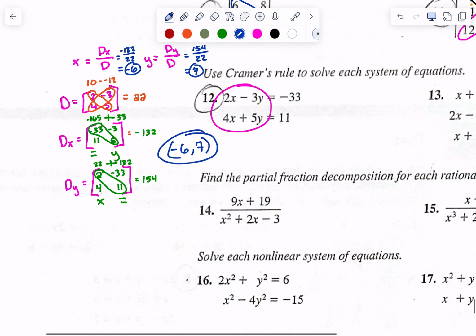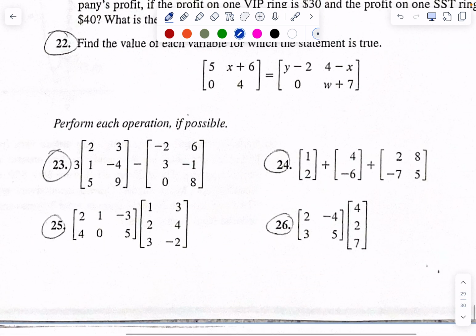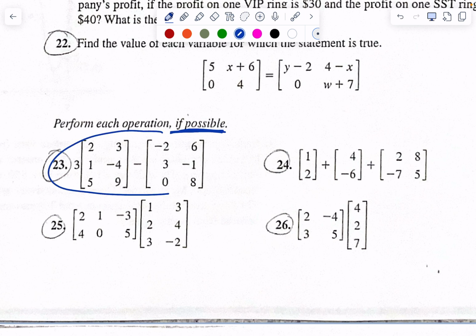Okay, was that too fast? Was that okay? That's good. Okay. All right, now these bottom guys, these are all addition, subtraction, and all the things, right? Now, make sure it says if possible. What's the rule for adding and subtracting? They have to be exactly the same size. So 23, are those all exactly the same size?